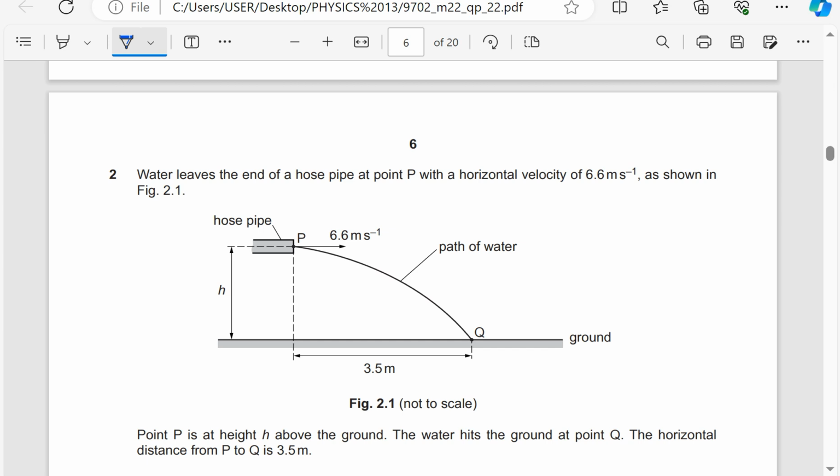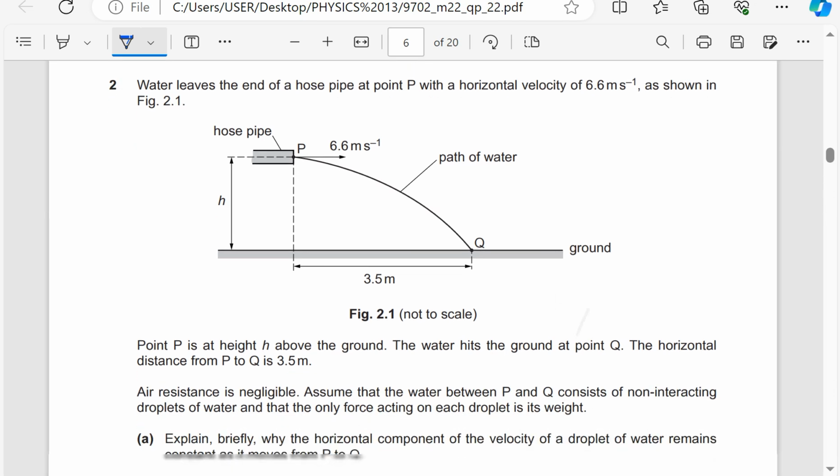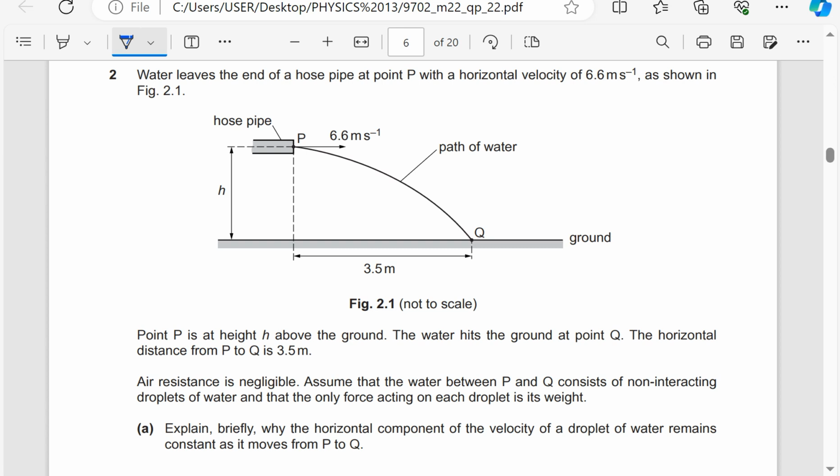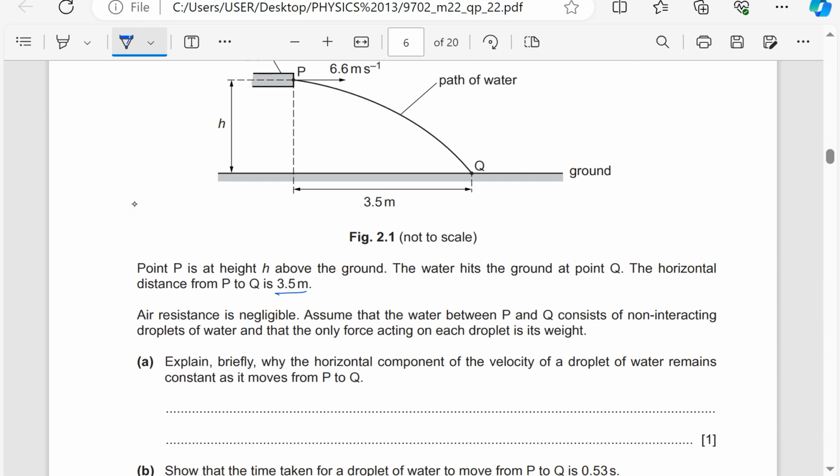Water leaves the end of a hose pipe at point P with a horizontal velocity of 6.6 meters per second as shown in the figure. Okay. Point P is at a height h above the ground. The water hits the ground at point Q. The horizontal distance from P to Q is 3.5 meters. Air resistance is negligible. That means acceleration is going to be g, because acceleration is constant when air resistance is negligible. Assume that the water between P and Q consists of non-interacting droplets of water and that the only force acting on each droplet is its weight. Okay, so acceleration is going to be g.